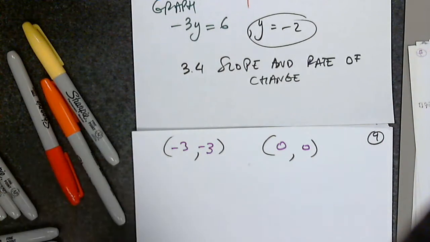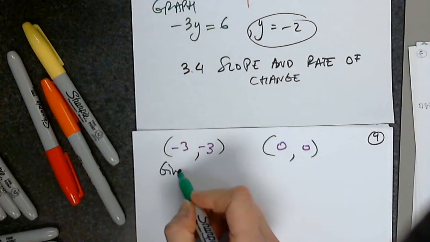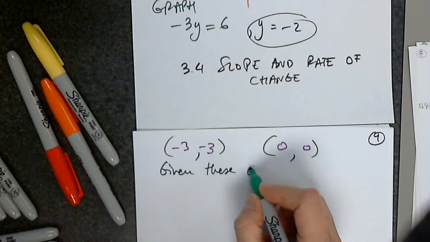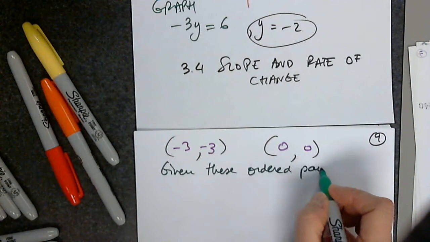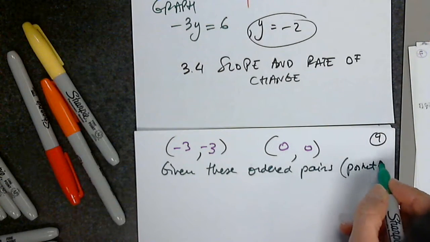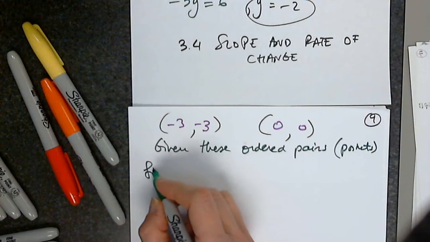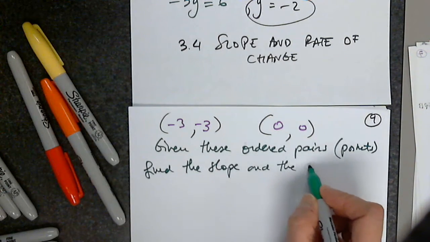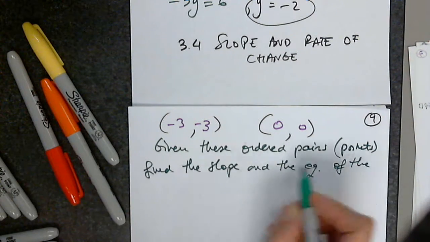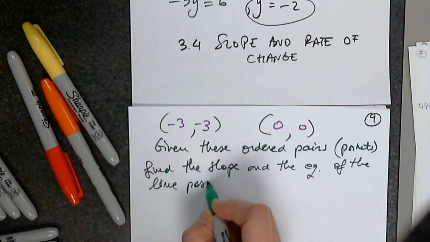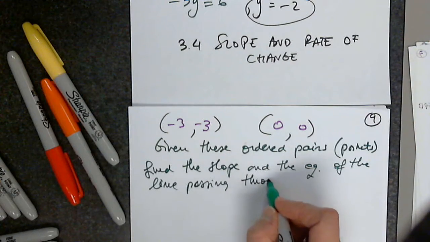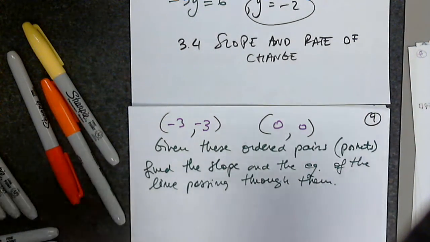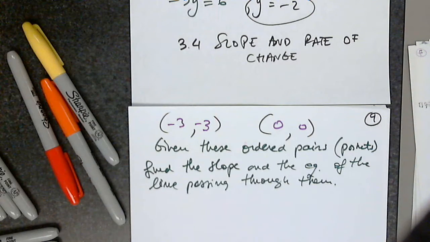So the requirement here is this. Given these ordered pairs or points, find the slope and the equation of the line passing through them. Given these 2 points, find the slope and the equation of the line passing through them.